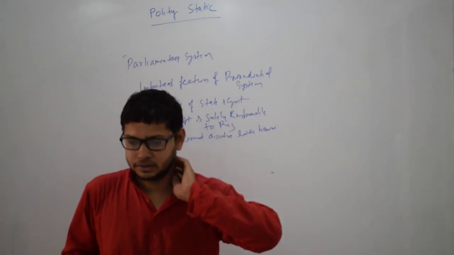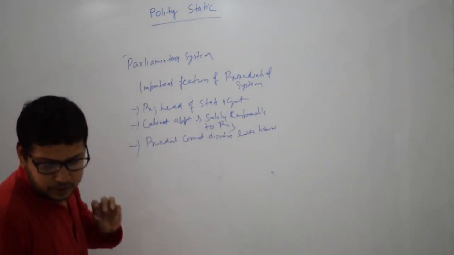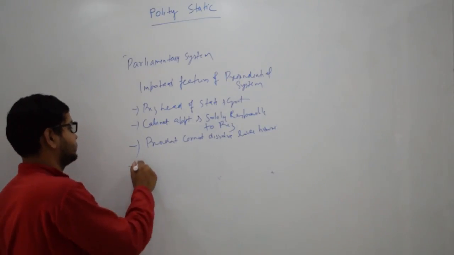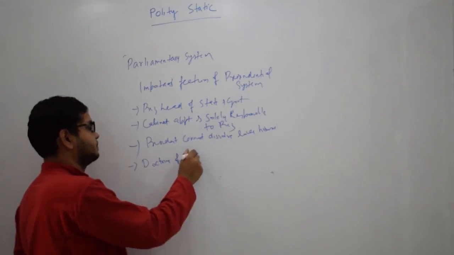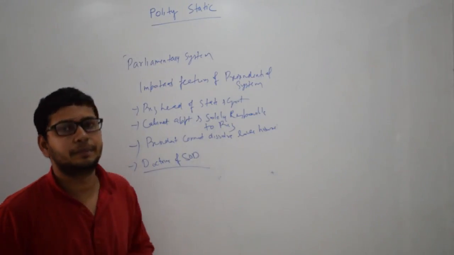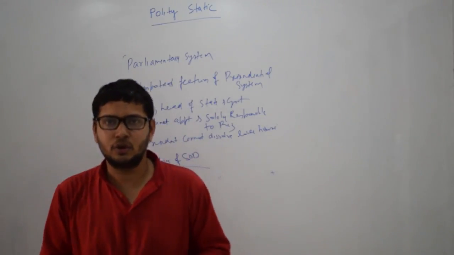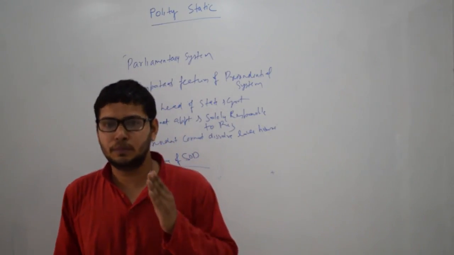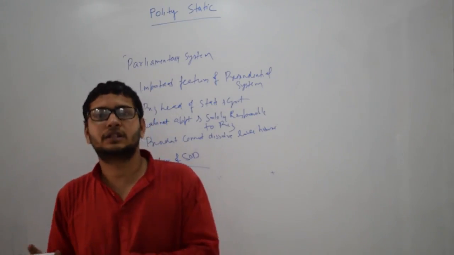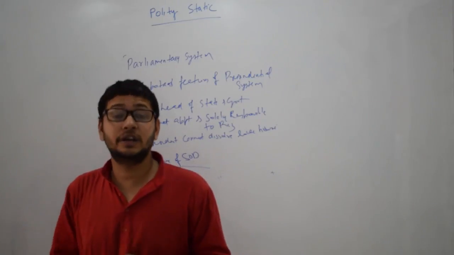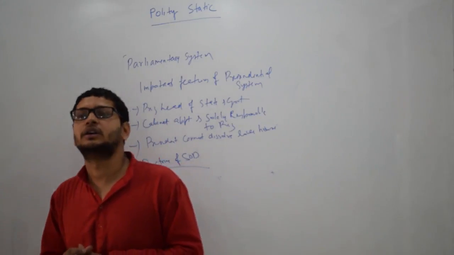Fifth is the doctrine of separation of power. In the presidential system, there is clear-cut demarcation of power. You have the legislature, which makes laws. You have the president and his cabinet, the executive, which implements the laws, and then you have the judiciary, which decides whether the law is legal or not.